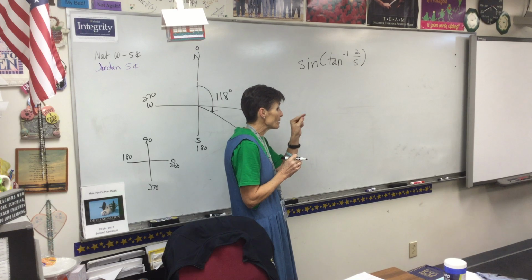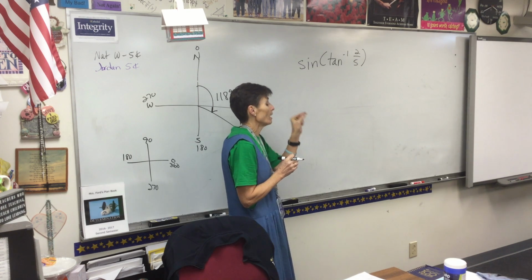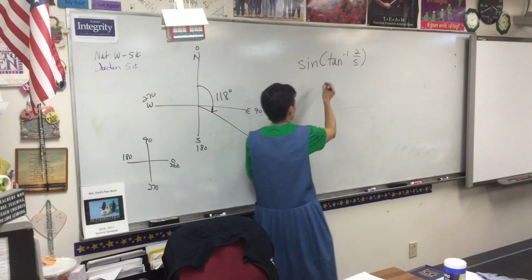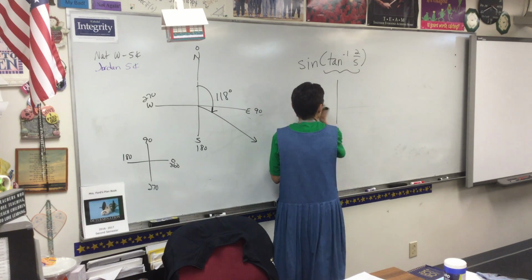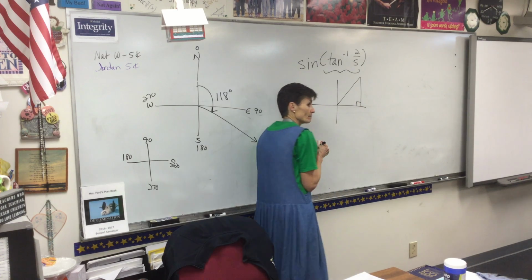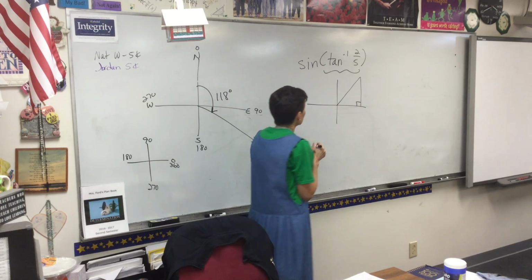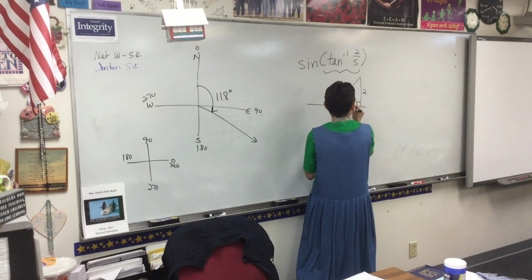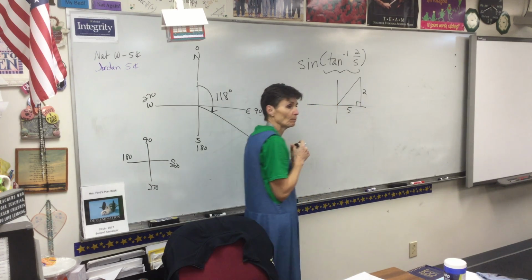We draw a picture of the parentheses. So whatever is in the parentheses, we're going to draw a picture of. So we've got our angle, and the tangent is 2/5. Does that labeling look appropriate to everybody?